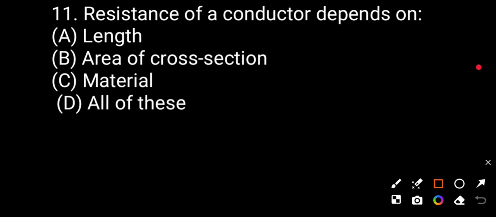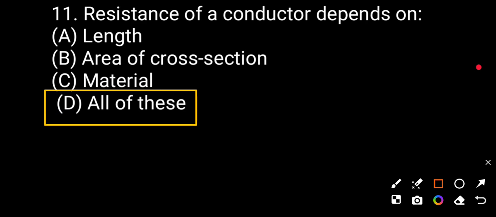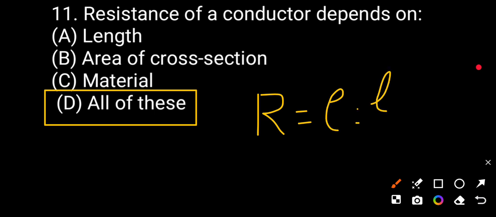Question number 11. Resistance of the conductor depends on length, area of cross section, material, all of these. The correct answer will be all of these. It means the resistance of a conductor depends on length, area of cross section, and quality of the material. It means R is equal to rho L upon A.